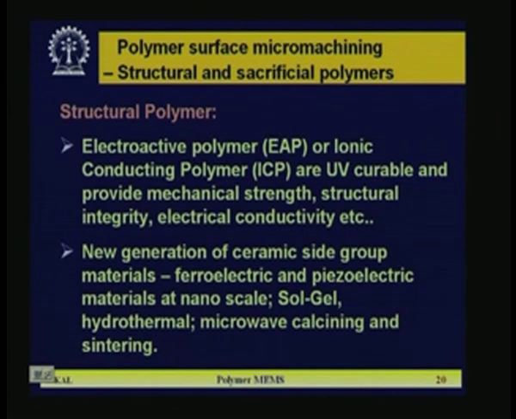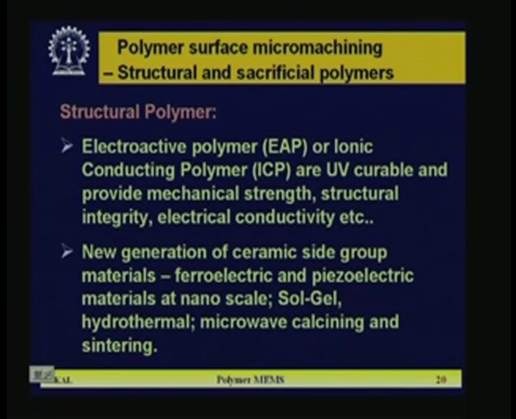Now, for polymer surface micromachining, you need to study either structural or sacrificial polymers. In case of structural polymers, they are basically used as a structure of the devices, not as a sacrificial layer which may be removed later on. So, electroactive polymer or ionic conducting polymer, known as EAP or ICP, are UV curable, and they provide mechanical strength, structural integrity and electrical conductivity. So, these materials are used for structural purposes.